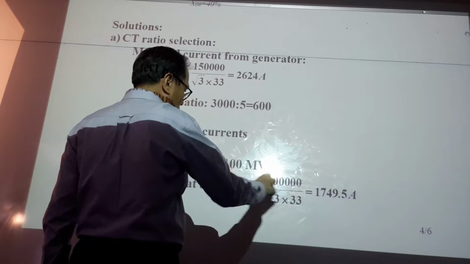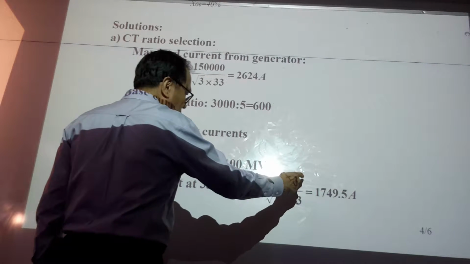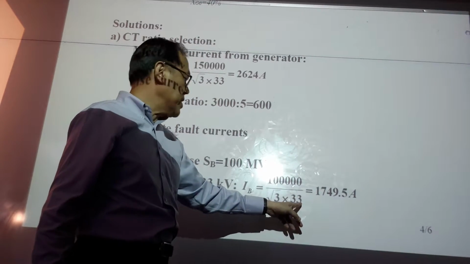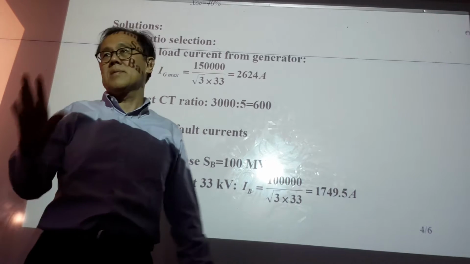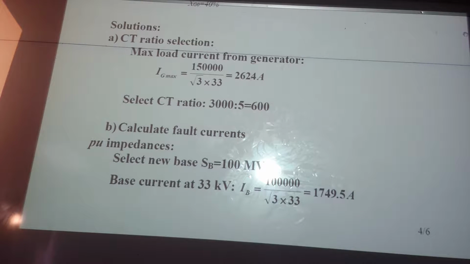Since we have chosen SB to be 100 MVA, this is 100 converted into kVA. So k and k get cancelled because this is the root 3 kV, so you get amps, not kiloamps. Because we already multiplied by 1000. So keep that in mind. Maybe we just write it here, so that later as we do, we know that we have assigned a base current. We already computed the base current of 1749.5 amps. This is our base current in our calculation.